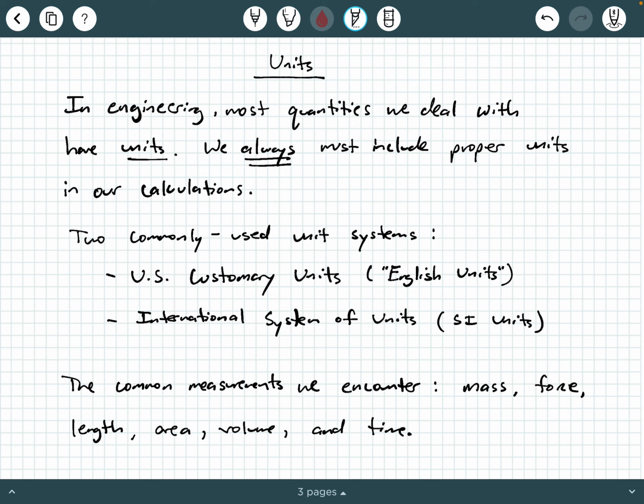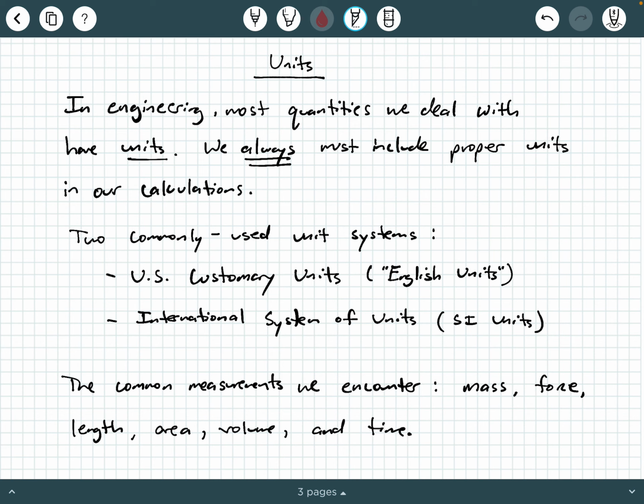Now, when we're keeping track of units, there are two commonly used unit systems that we see most often. We have the U.S. customary units, which we typically call English units. This is what we deal with most of the time in the United States. The other commonly used system is called the International System of Units, or SI units. This is the system we see most often in other parts of the world, but we do use SI units occasionally in the United States.